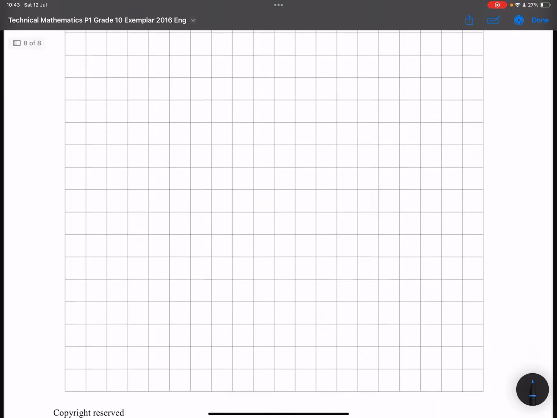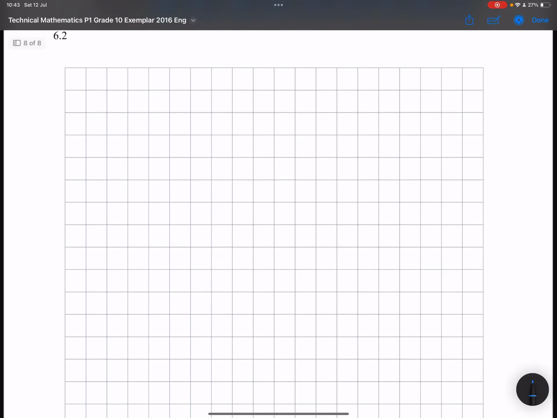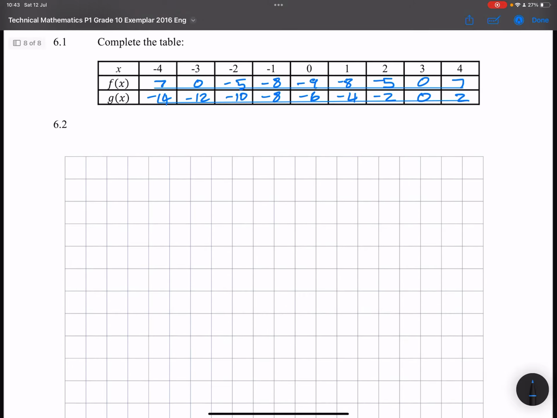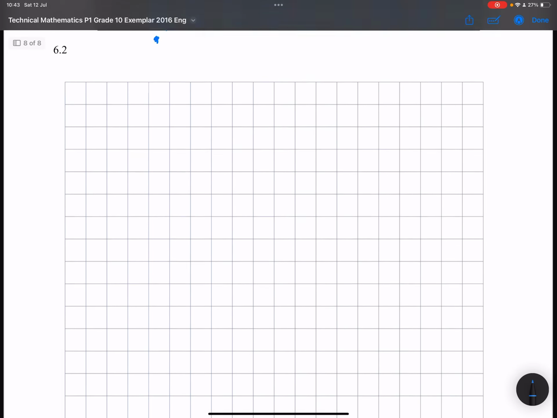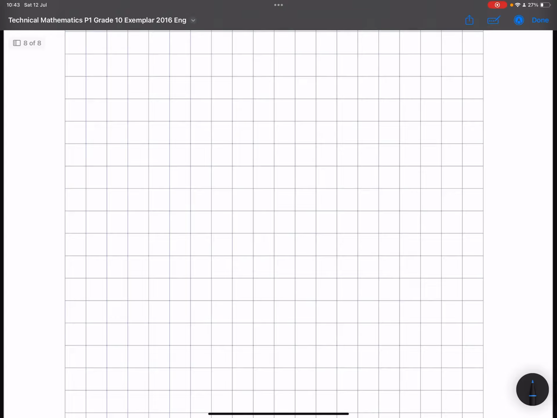Now we need to plot these on the table that's given. Now you need to be very, very careful, ladies and gents, on this. My minimum value for g of x is -14, so I need to make sure that I can accommodate that value there, right? And the highest value that we've got is 7, and that is for g of x. Okay, so let's try and draw that out.